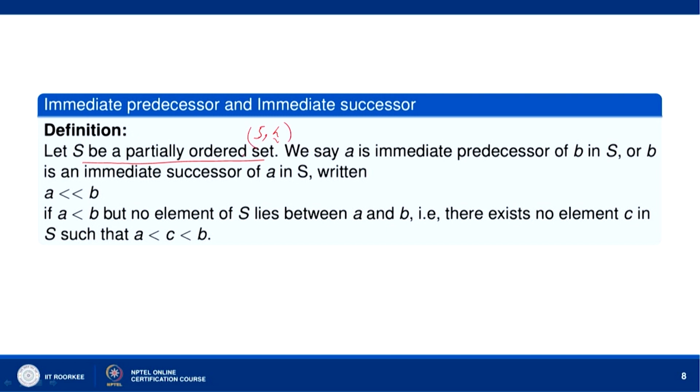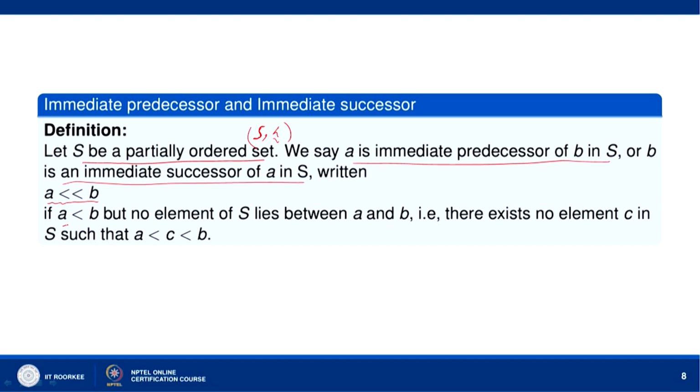Let S be a partially ordered set. On S, this is the partial order, precedes. We say that A is immediate predecessor of B in S, or B is an immediate successor of A in S, written like this. If we want to write that A is immediate predecessor of B, then we put this symbol. So, A is immediate predecessor of B, or B is immediate successor of A.